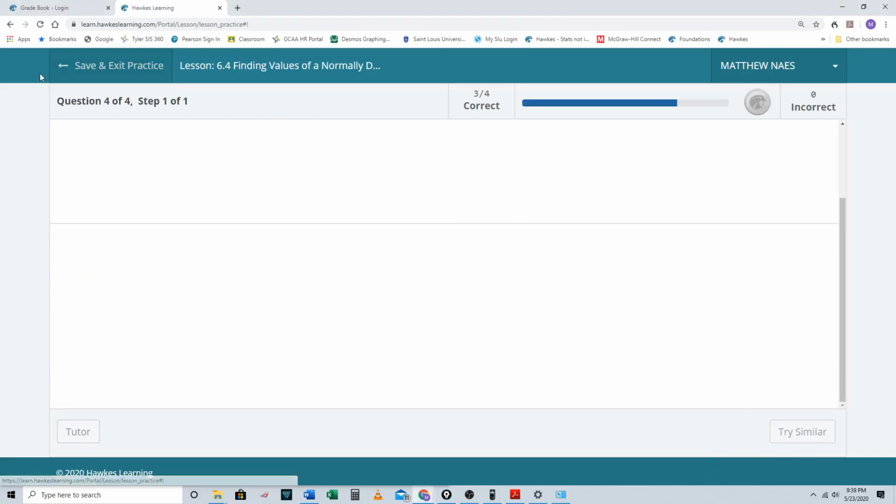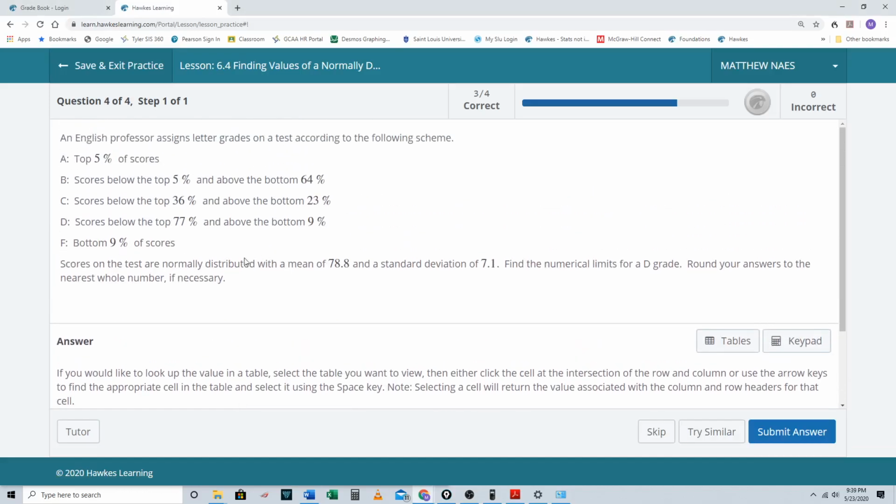All right. So next, same question, but this time they're going to give us a question that says find the numerical limits for a D grade, which is this right here. All right, let's write down our mu and sigma again. Mu is 78.8, sigma is 7.1. Area, we have two of them, which just means we do this twice.